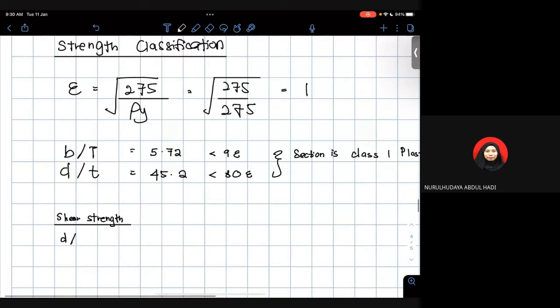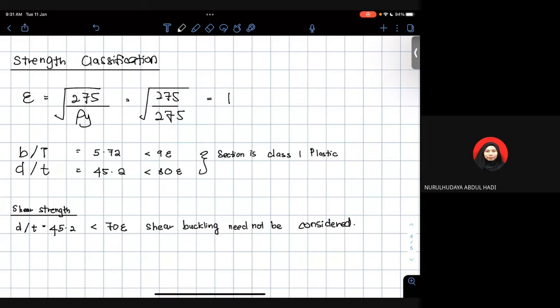D over T is 45.2, which is less than 70 constant because our section is a rolled I section. Kalau welded section, kita compare dengan 62 constant. Shear buckling need not be considered.